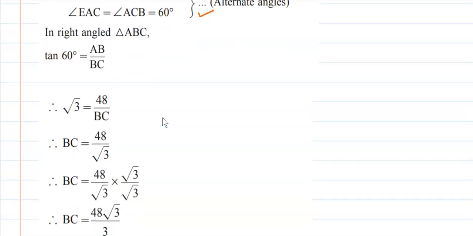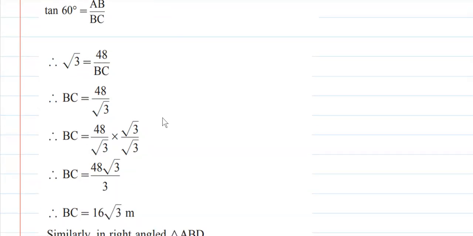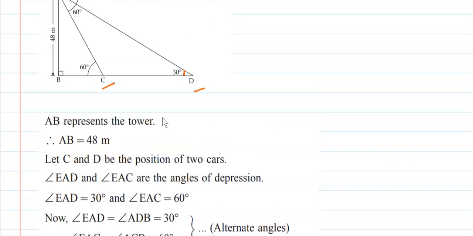Numerator denominator ला आपण root 3 ने multiplied करणार. Therefore you will get 48 into root 3 upon 3, that is 16. BC is equal to 16 root 3. Okay, the distance BC हे किती आले, 16 root 3.